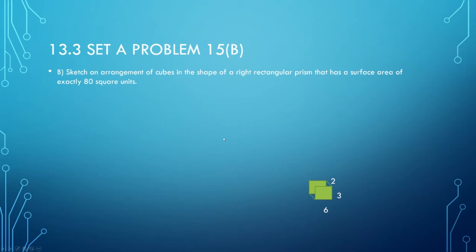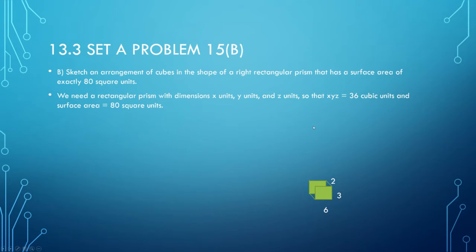Now on part A, I just showed you what we were going to do, but now we're going to try to figure it out a little bit more for ourselves. So it says we need a rectangular prism with dimensions X units, Y units, and Z units. We only have 36 of the blocks, so that means that X times Y times Z, the volume, needs to be 36 cubic units. And the surface area, we're trying to find a surface area that's 80 square units.